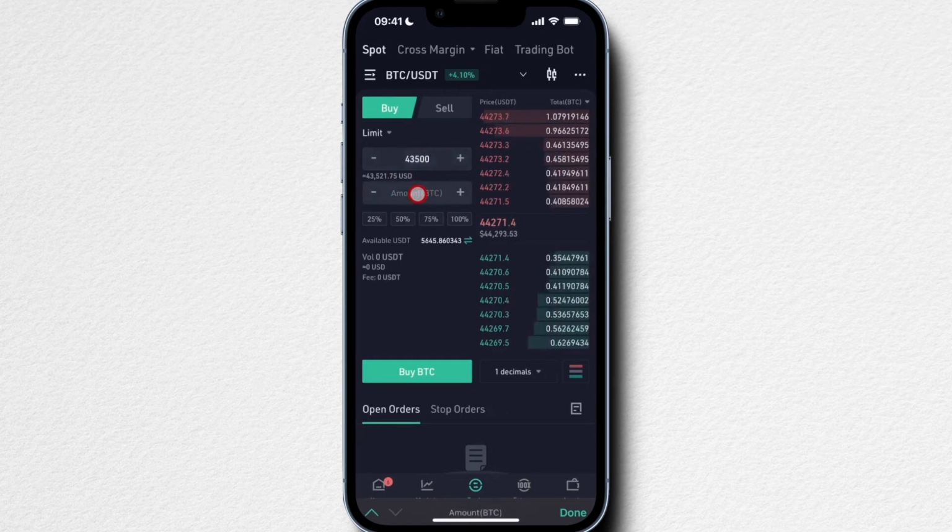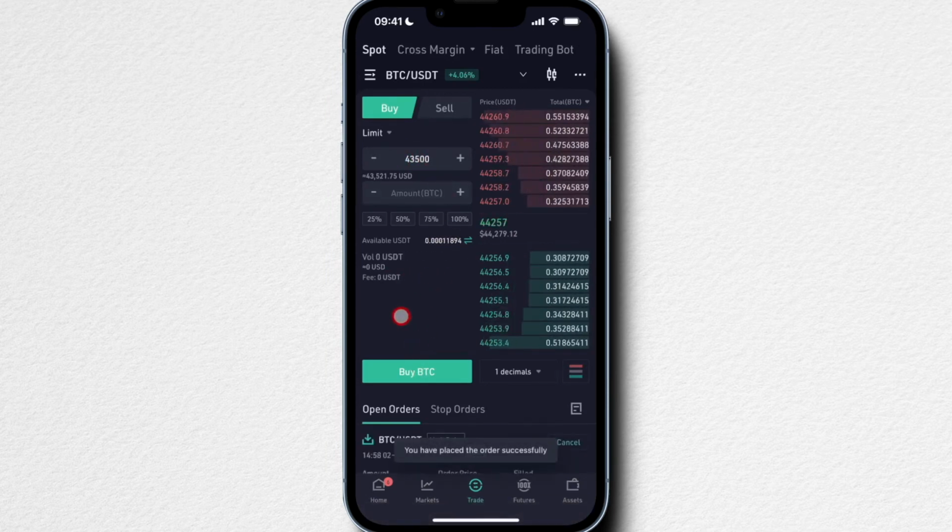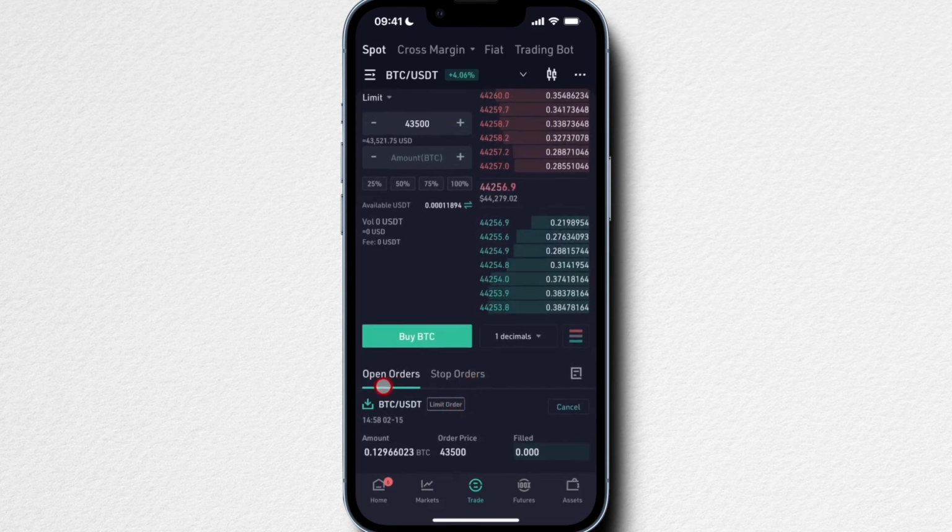Then here I can type in how much of my US dollar tether I want to spend. So let's say I want to spend 500 US dollar tether on Bitcoin with this price. So then I can simply click on buy BTC. And now my order has been placed here in the order book for this specific price. And when I scroll down, I can see here that this order is now in the order book.